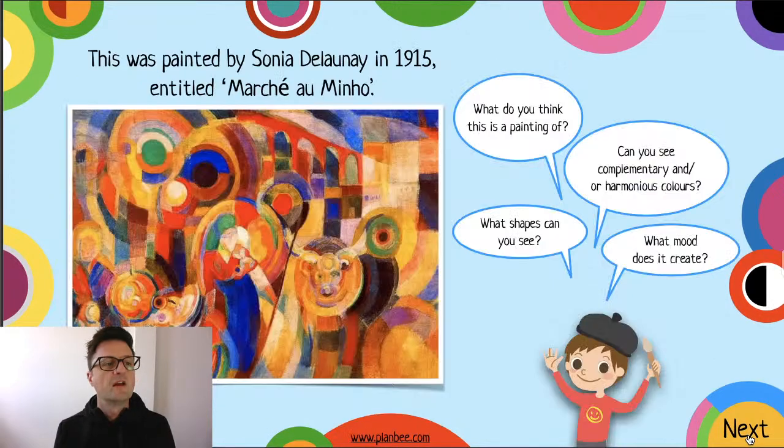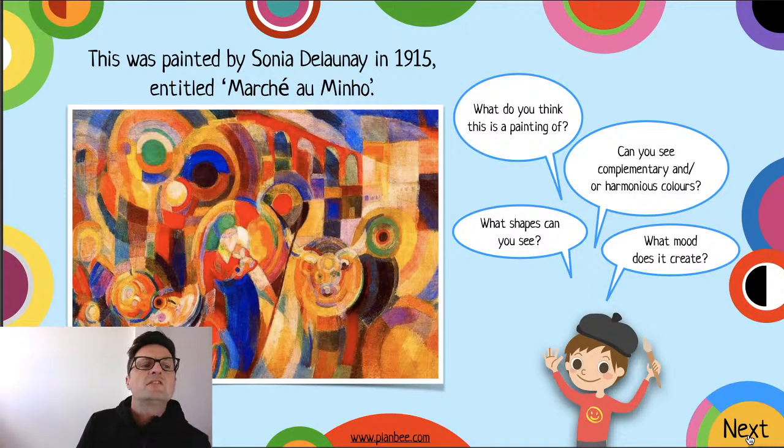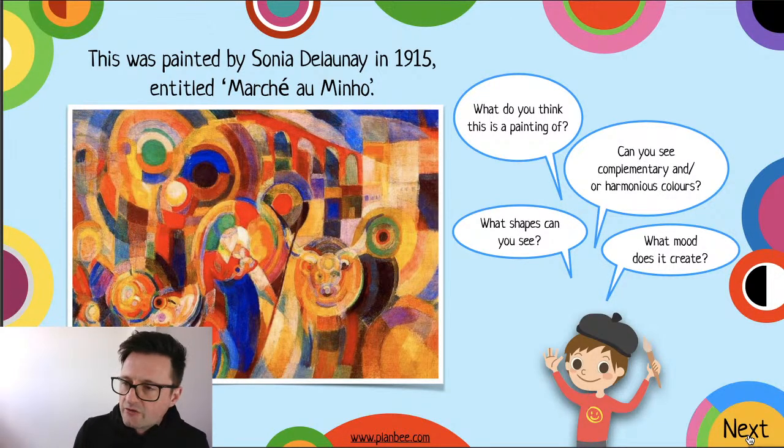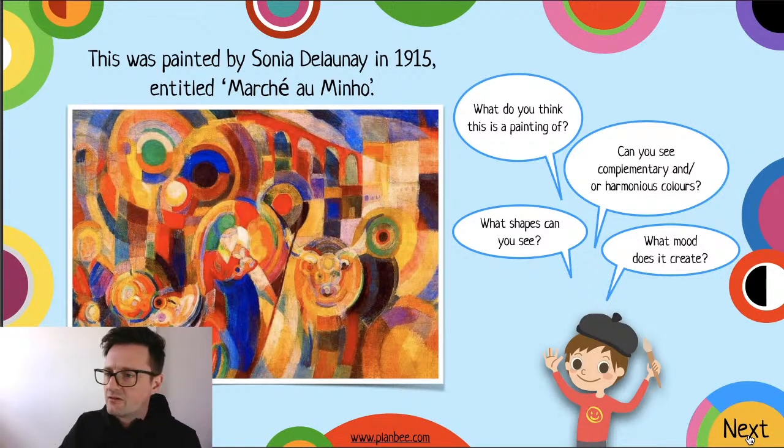Lovely. And look at this picture now. This is entitled Marche au Mignon. And look at the colours that have been used here. What do you think this is a painting of? And can you see complementary or harmonious colours being used here? Interesting, this one. What mood does it create?